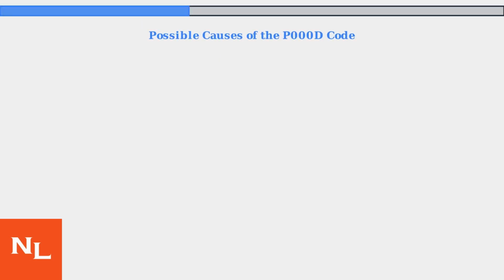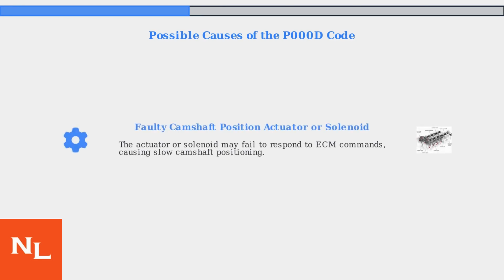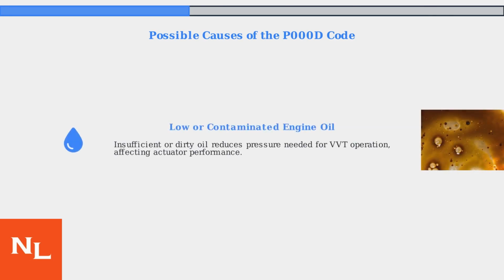Several factors can trigger the P000D code. Let's examine the most common causes one by one. A faulty camshaft position actuator or solenoid can prevent proper response to engine control module commands, leading to slow camshaft positioning on bank 2. Low engine oil levels or contaminated oil can reduce the pressure required for variable valve timing systems to operate correctly, impairing the actuator's function.